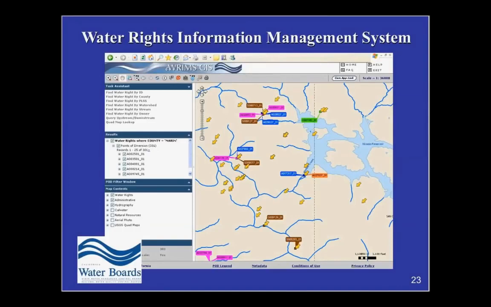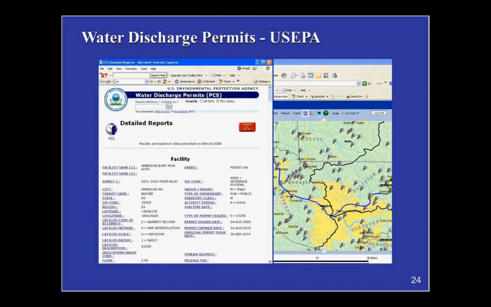Another application of the NHD is to identify water rights in the state of California to make it easier for the state to adjudicate water rights. In a similar manner, the U.S. EPA uses the NHD to identify the location of water discharge permits and helps manage the allocation of permits.